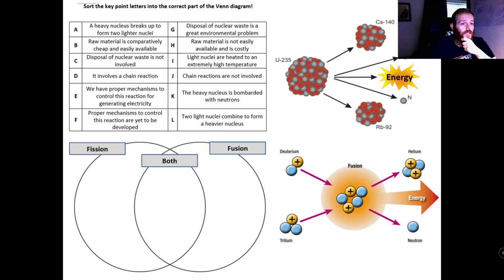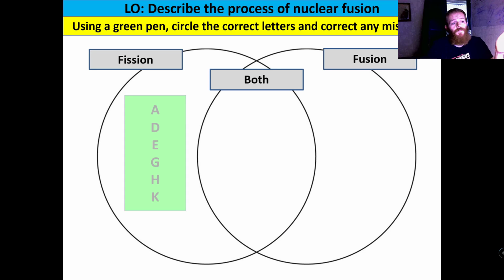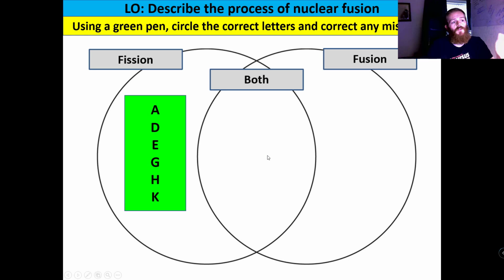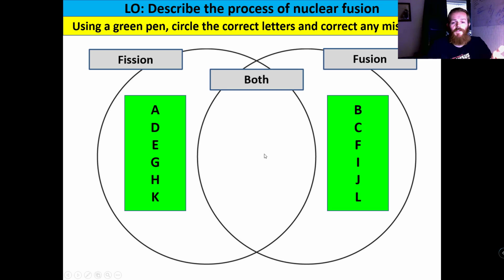Right, so let's have a look at the answers to this then. It should look like this. So in fission, you should have A, D, E, G, H, K. Now, if you're not sure what those letters refer to, just go back. I'm not going to, because if I keep popping back like this, it's going to get dead confusing, okay? So those are the things for fission. Those are the things for fusion.